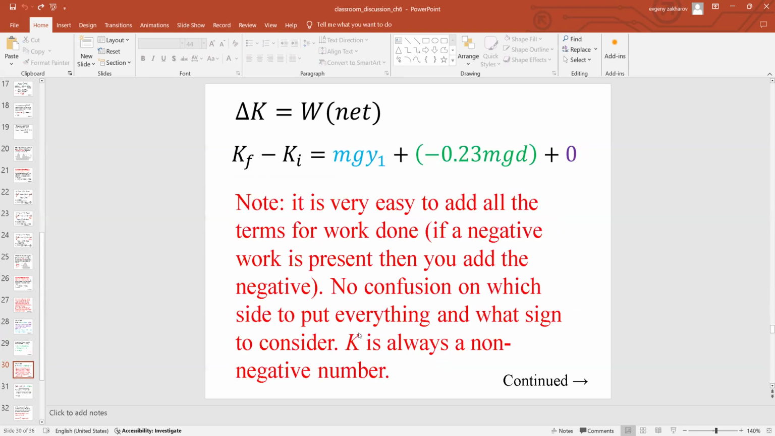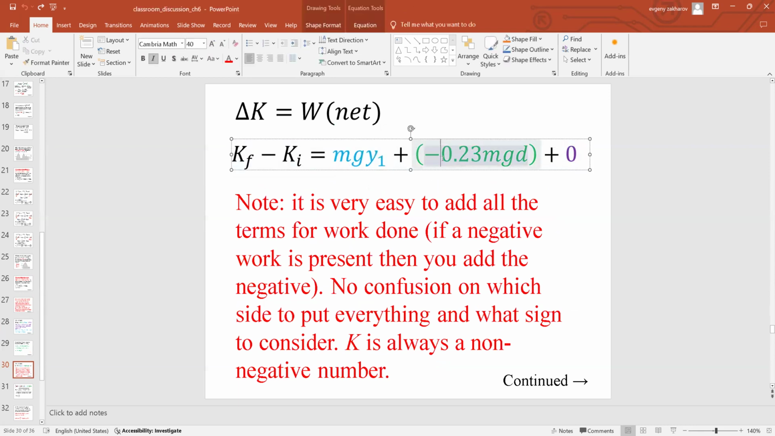So time to add up all things together. You got work done by gravity. You got work done by friction. You got work done by normal force. And that's the change in kinetic energy, which is final take away initial.